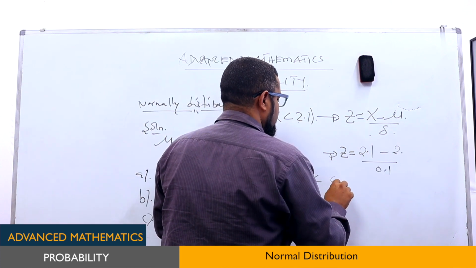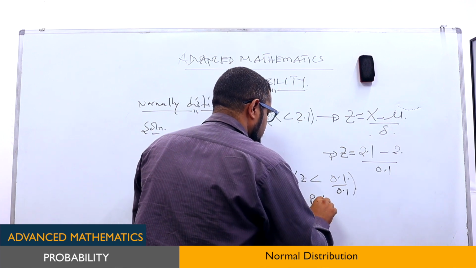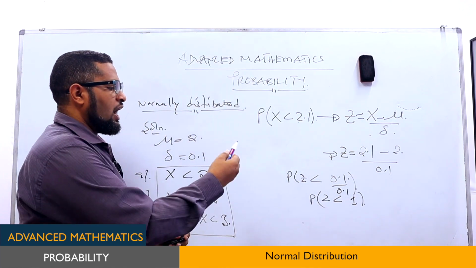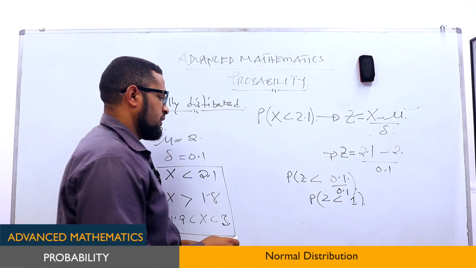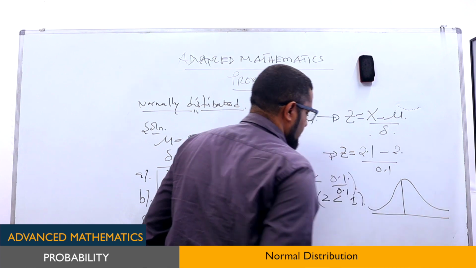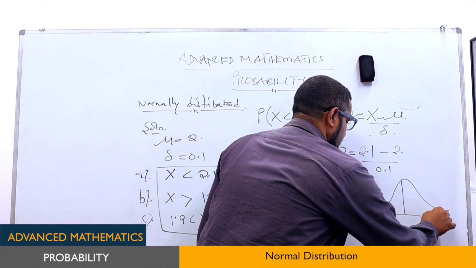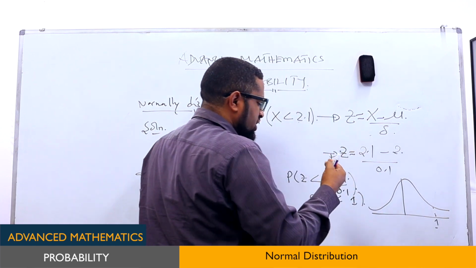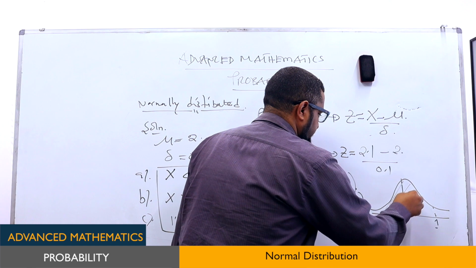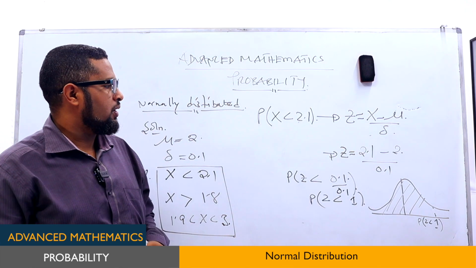Here we'll have 0.1 divided by 0.1, which gives you the probability of z less than 1. Now, how do you show that on the normal curve? Just draw a curve and represent z less than 1. We say here is 1. Now, which area shows z less than 1? This is the area showing P of z less than 1. That is case number 1.